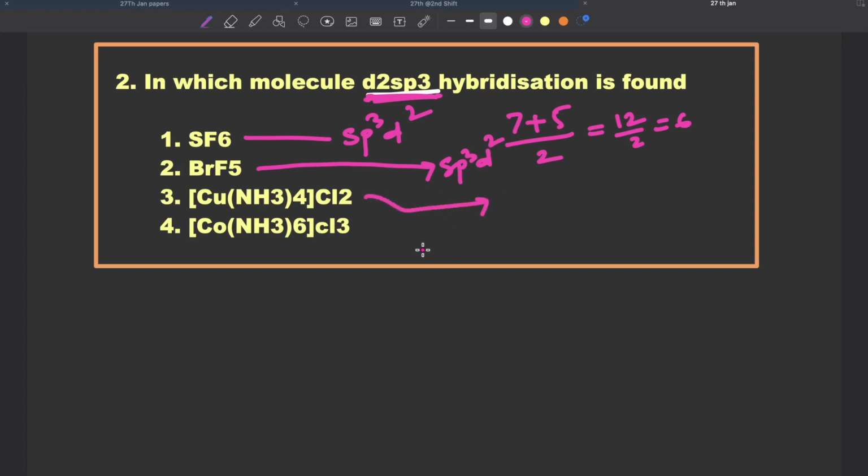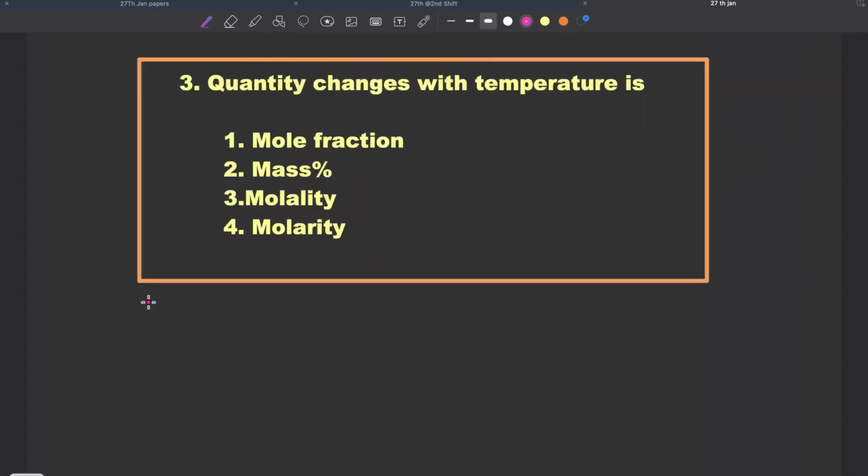For the third option, the coordination number is 4, so this is not at all possible. Since ammonia is a strong field ligand, the hybridization should be dsp2. So the only remaining answer is CO. Right, so we'll move to the next question.